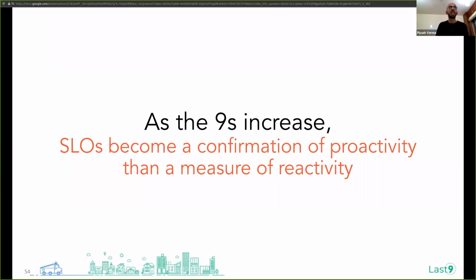Let me conclude this with one line: as the nines increase, service level objectives become a confirmation of proactivity rather than a measure of reactivity. I want to peel this phrase a little here. What I'm trying to suggest is, as these nines increase and as you go closer towards seconds and minutes of resolution, it is almost impossible to assume that you as a culture will shift right towards it. It's a baseline that you're increasing gradually.